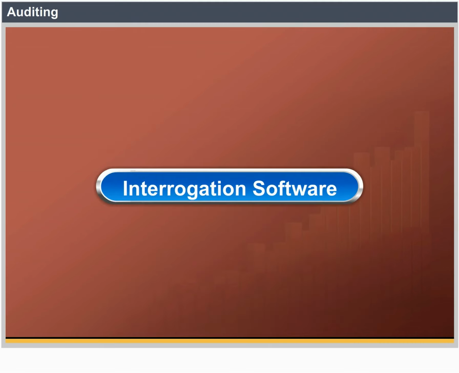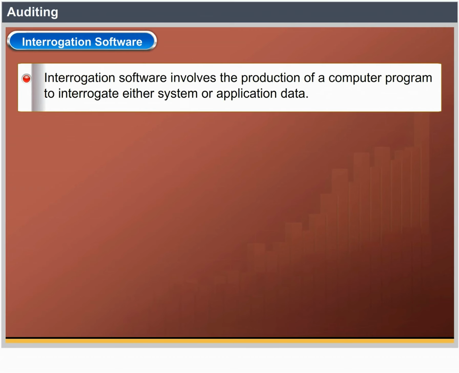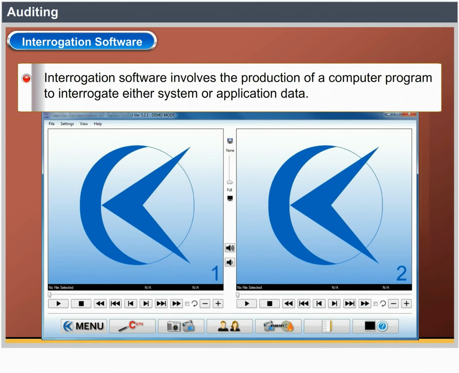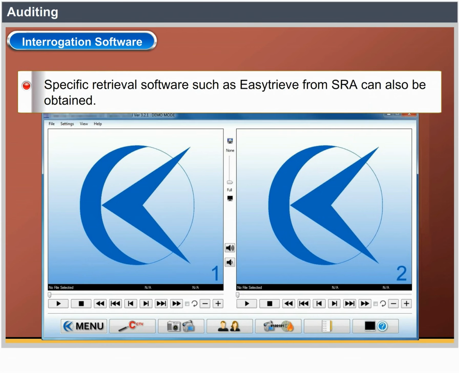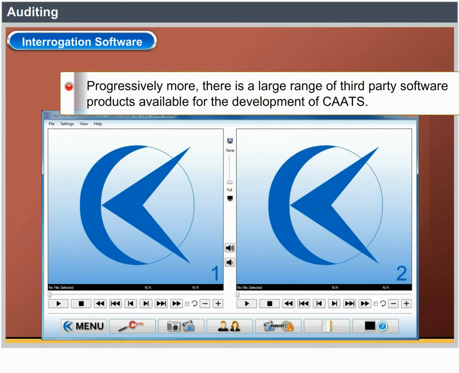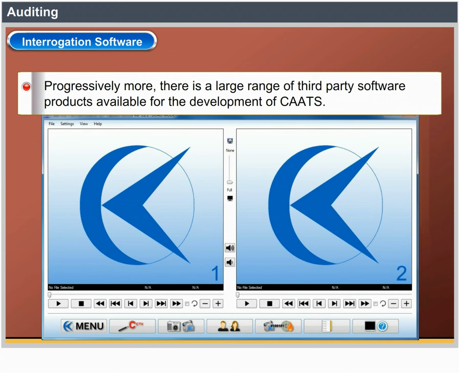Interrogation software. Interrogation software involves the production of a computer program to interrogate either system or application data. Standard programming languages such as COBOL may be used, and generalized audit software is also available from the accounting firms, such as System 2190 from KPMG. Specific retrieval software such as EasyTrieve from SRA can also be obtained. Increasingly, there is a large range of third-party software products available for the development of CATs.